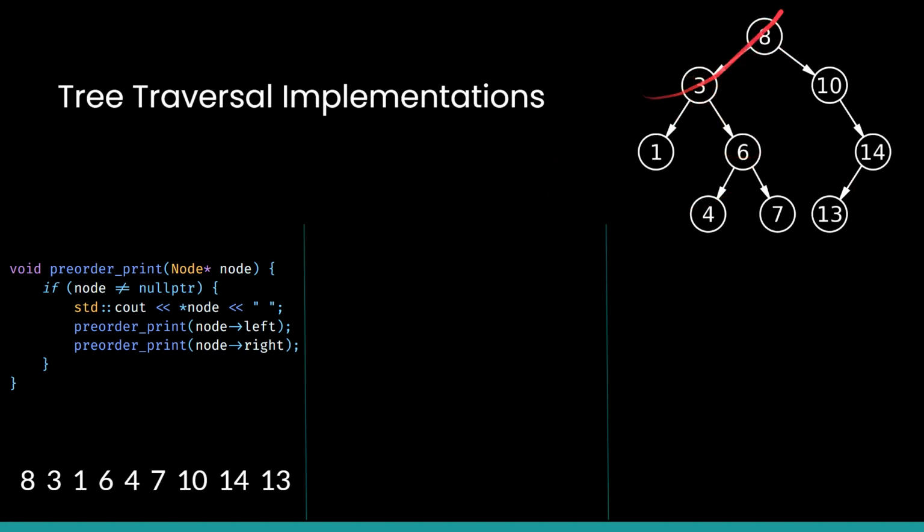So we're at 3, right? Next, we're going to print out 3, and now it's telling us to go left. So we're going to go down. We're now in the pre-order print function for node 1. And now we're here, we print 1, and we're going to go to the left again.